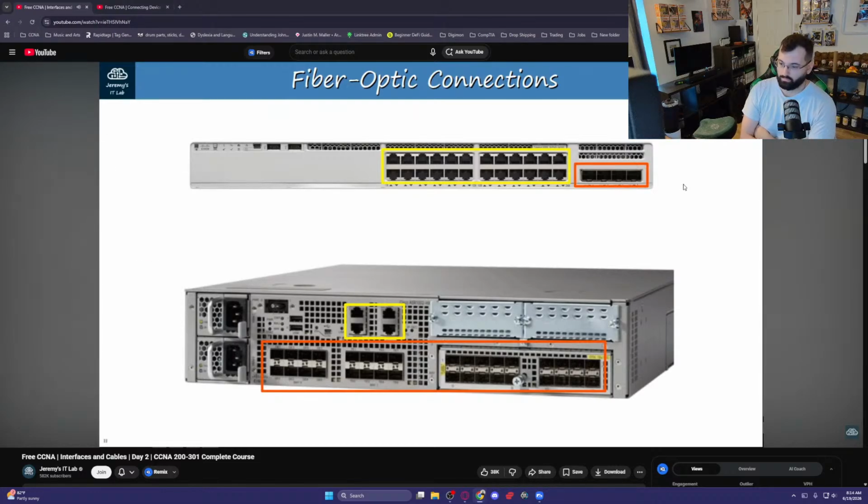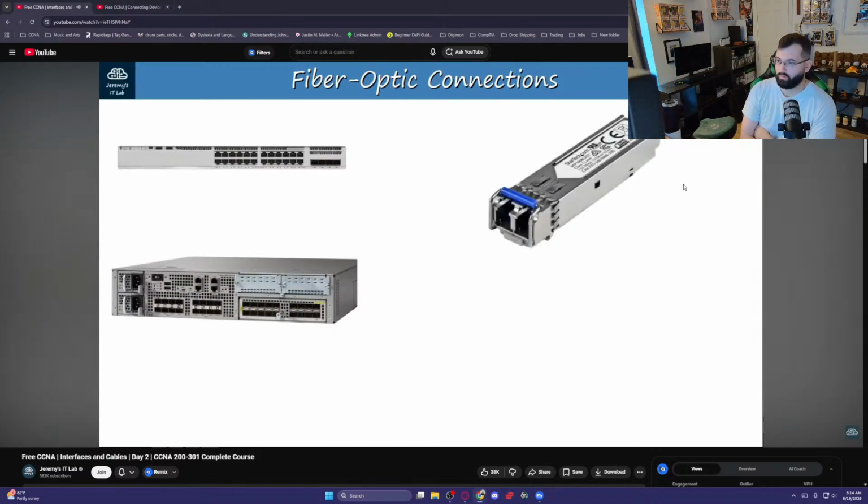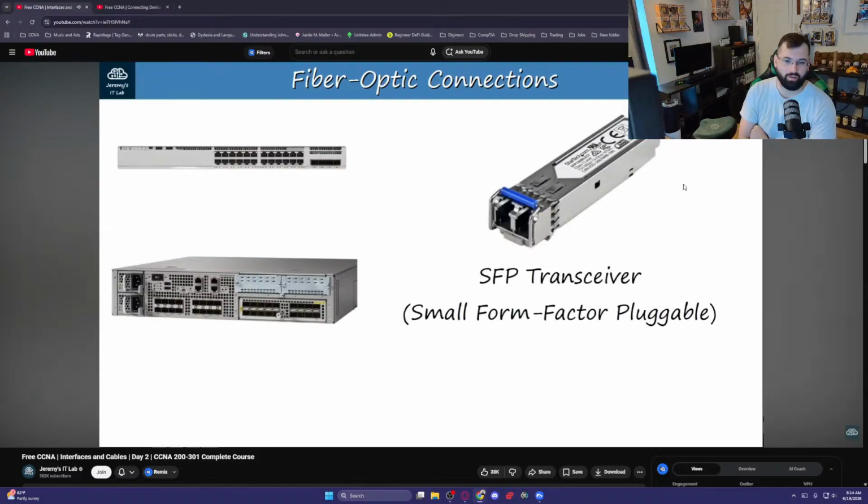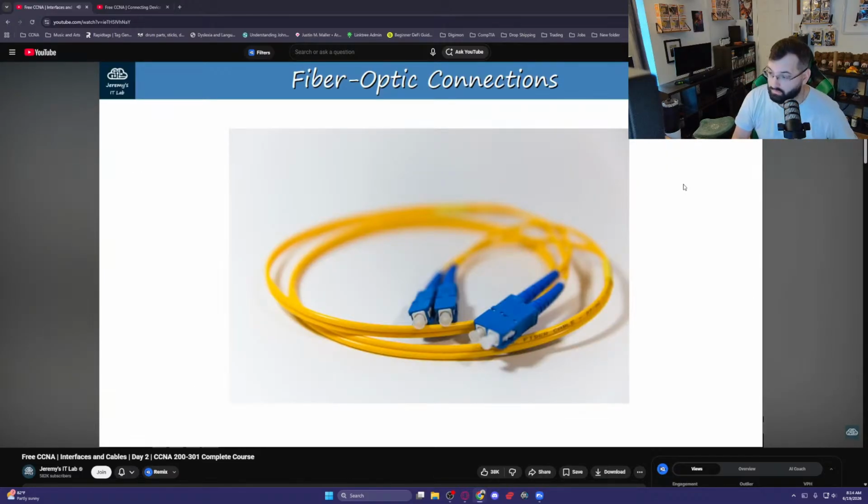In these interfaces, you insert one of these. It's called an SFP transceiver. SFP means small form factor pluggable. So you insert one of these into the device, but still things aren't complete. What kind of cable connects to one of these? You connect one of these cables. This is a fiber optic cable. Rather than an electrical signal over copper wiring, these cables send light over glass fibers.